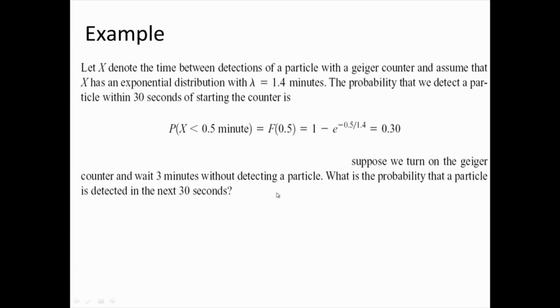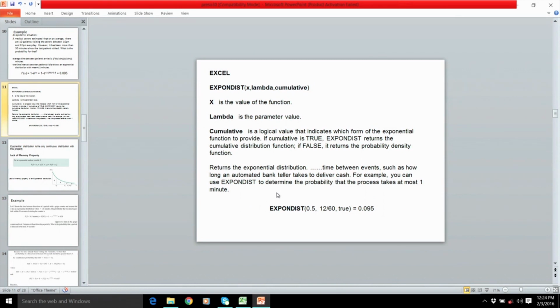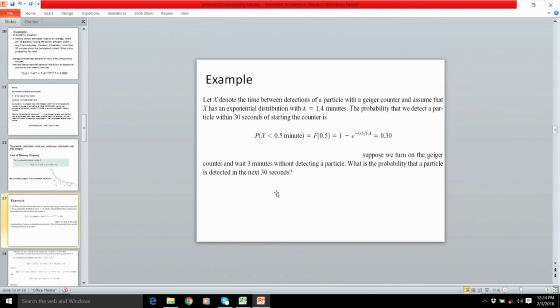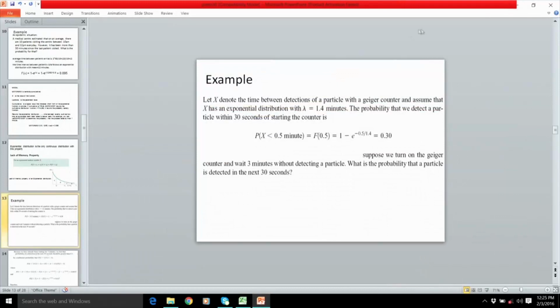We can use the Excel function also to get the same answer. We put in EXPON.DIST with x, lambda and cumulative to get the same answer, so the probability is 0.3. Now, suppose we turn on the Geiger counter and wait for 3 minutes without detecting a particle. In this situation we detect a particle within 30 seconds of starting the counter. So, that gives you 0.3.